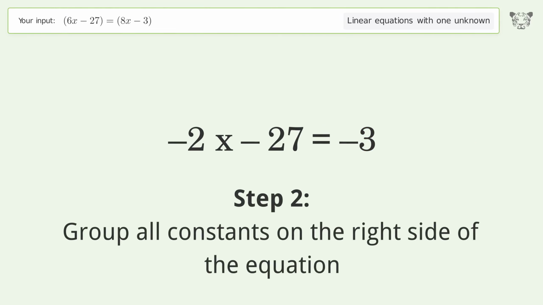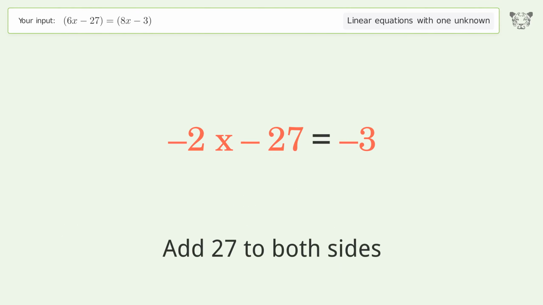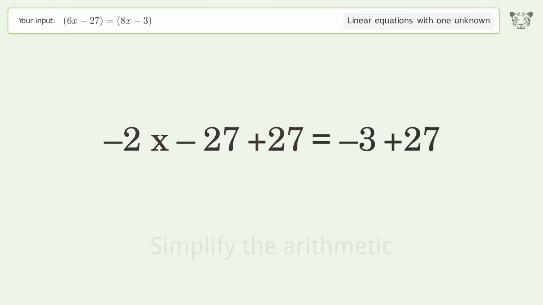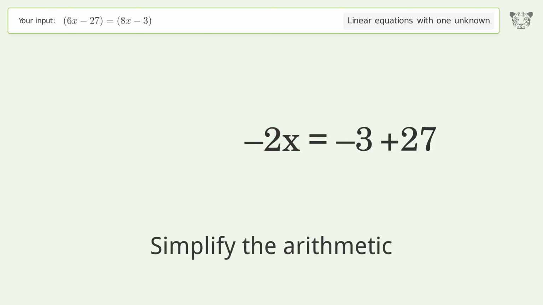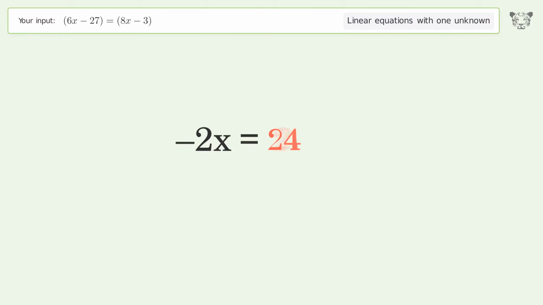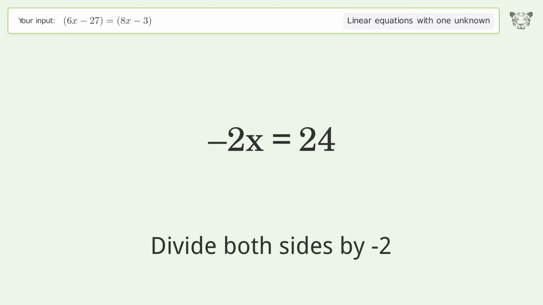Group all constants on the right side of the equation. Add 27 to both sides. Simplify the arithmetic. Isolate the x. Divide both sides by -2.